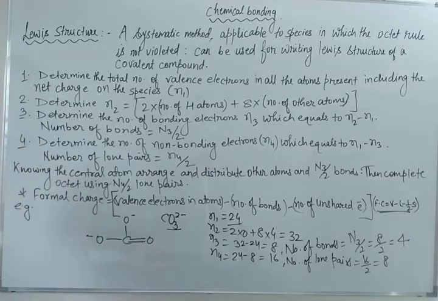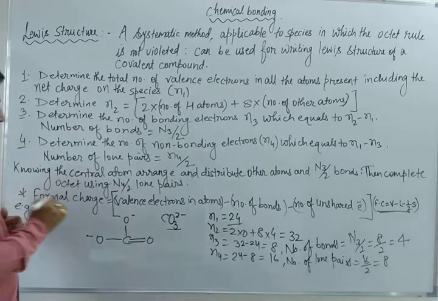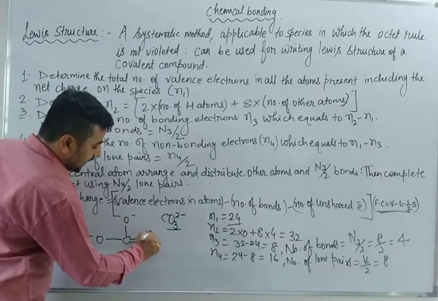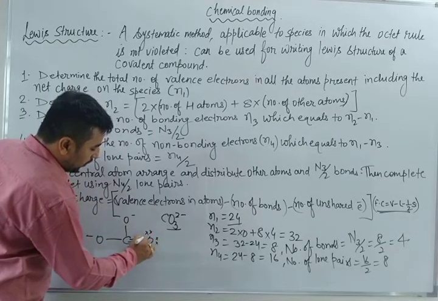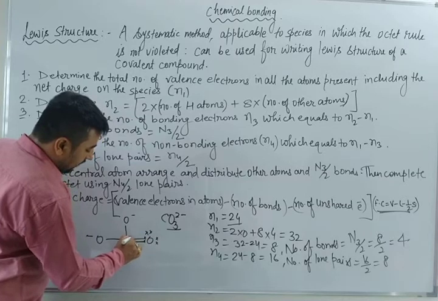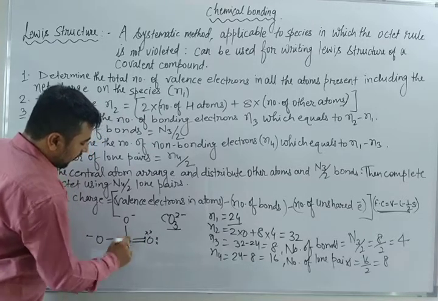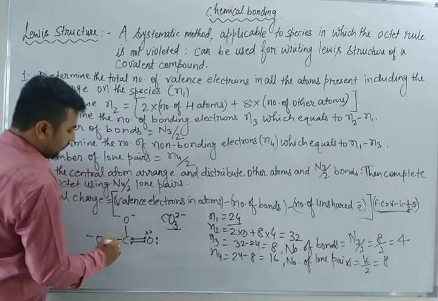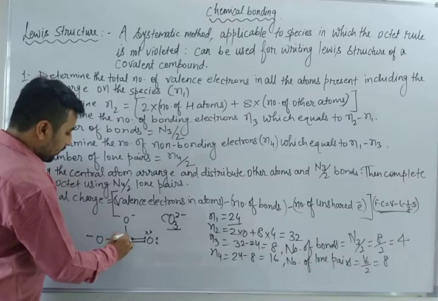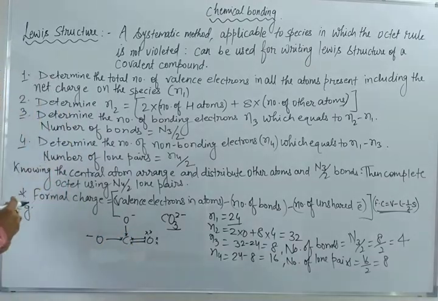Okay. Now the number of lone pairs. How many lone pairs? You know very well. Oxygen has a total of 6 valence electrons: 1, 2, 3, 4, 5, 6. Carbon has a total of 4 electrons, right? 1, 2, 3, 4. Total 4 carbon valence electrons.